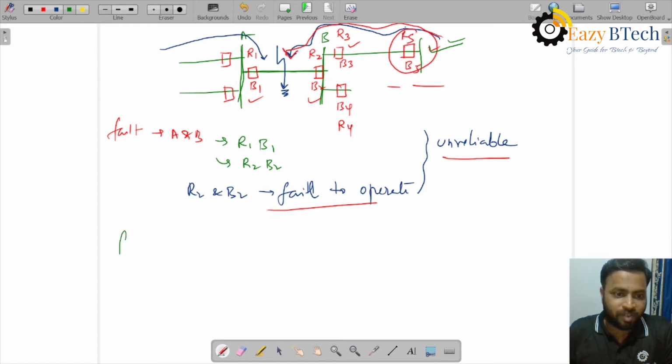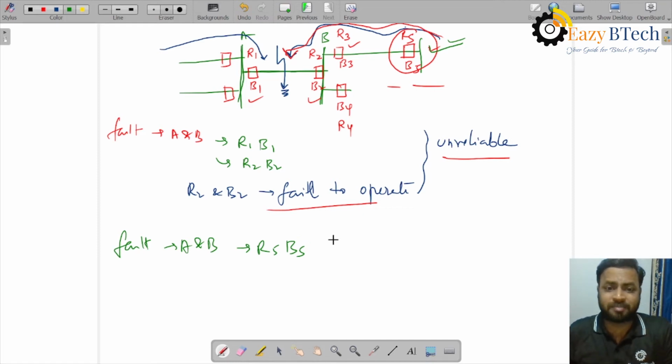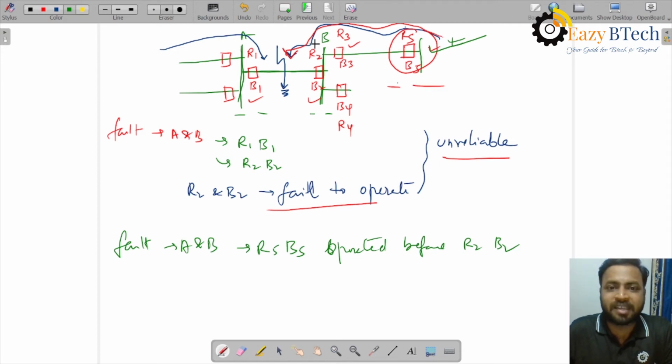Okay, here for a fault between A and B, what I'm trying to tell is R5 and B5 has operated. So they are not intended to operate for a fault between A and B, but they have operated. R5, B5 operated before R2 B2. If R2 B2 and R1 B1 operate within the given time, the fault gets isolated like this, and fault will not be fed in this direction. But before this could happen, this relay, because of some malfunction, has operated and initiated the operation of the circuit breaker, and there is an opening here. Now this fault is cleared by this relay, because fault is no longer fed in this direction. So here R5 and B5 are not intended to operate, but they are still operating. So this is one of the reasons for unreliability.